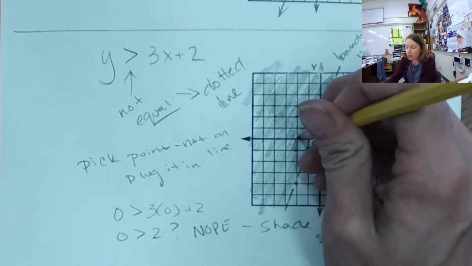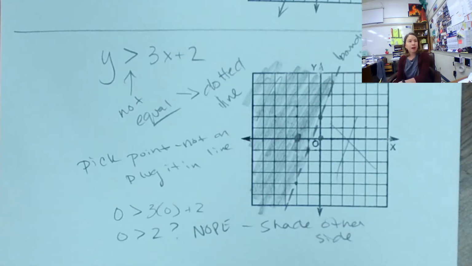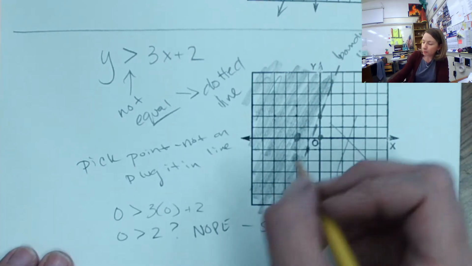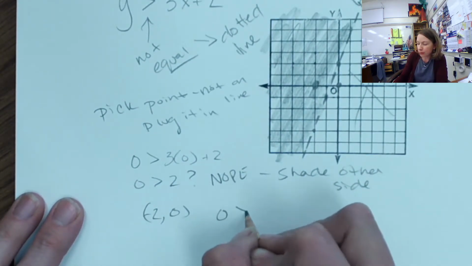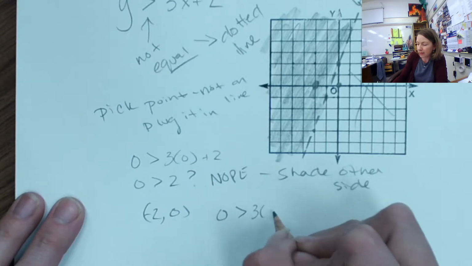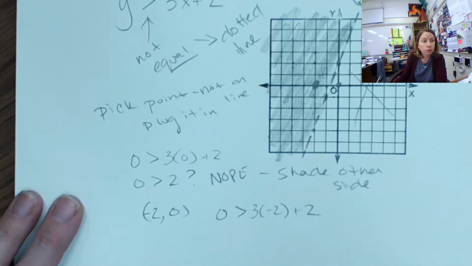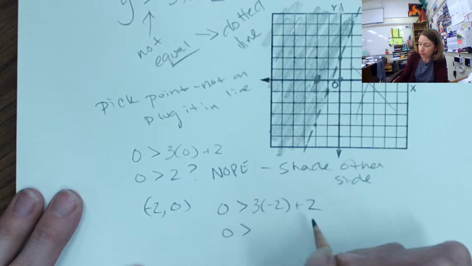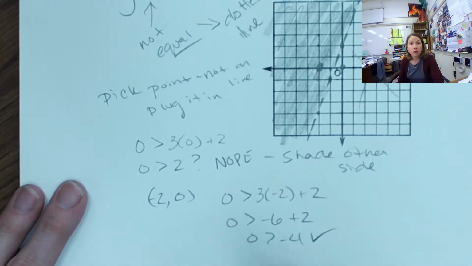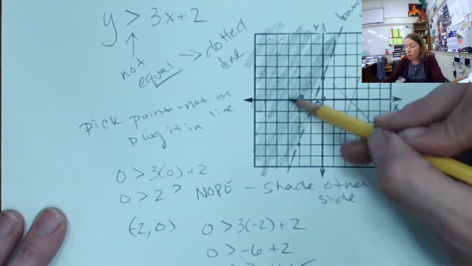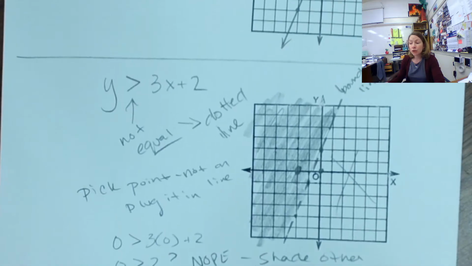So let's pick a point of -2, 0. Okay, let's see if that works. So the point -2, 0. Is 0 greater than 3 times -2 plus 2? So is 0 greater than -6 plus 2? Yeah, 0 is absolutely greater than -4. It works, right? So that means every point on this side of my line is true.